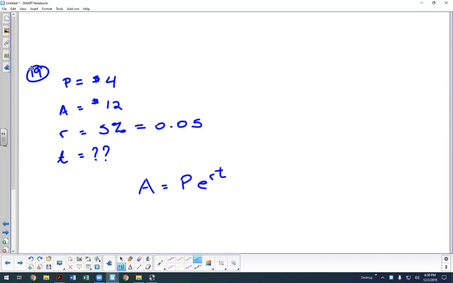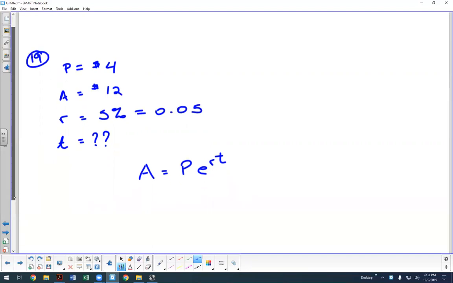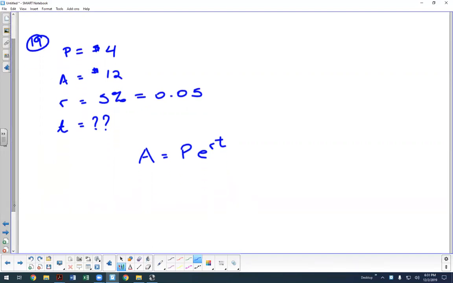A equals P, and then in parentheses 1 plus R over N, and that parentheses is raised to N times T. Again, you can look at that formula in the 4.1 handout. So compounded continuously is the formula which has the natural number E. If we plug in all these numbers that we know, A is 12, P is 4, E is raised to the power of 0.05, and T, of course, is our unknown value that we're trying to calculate.